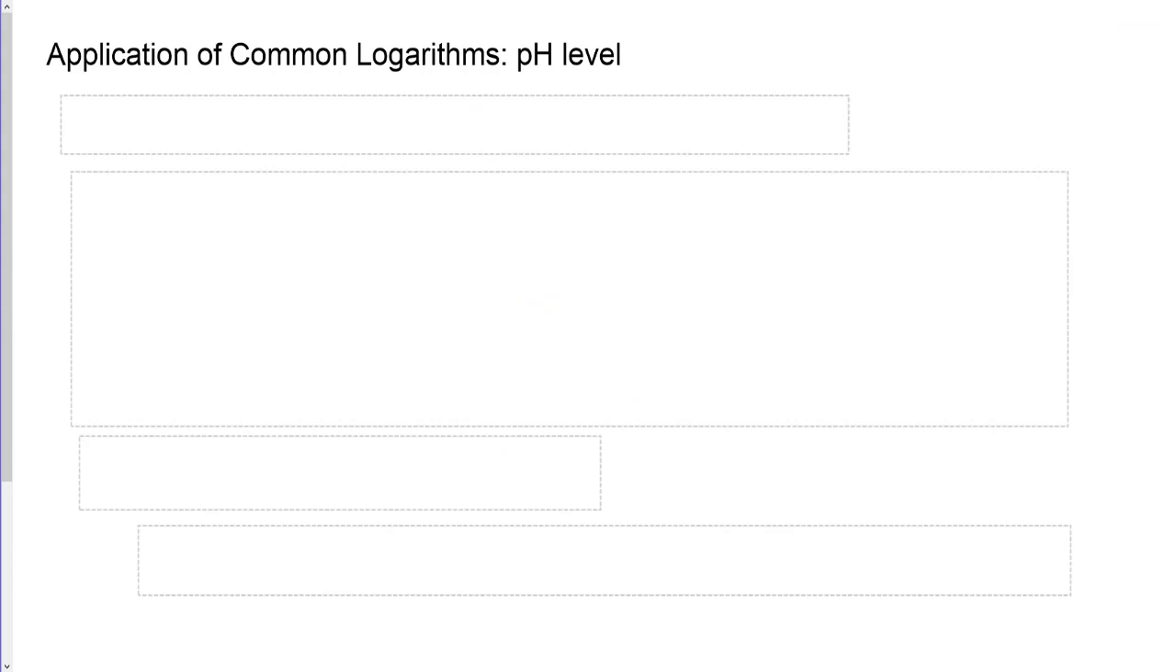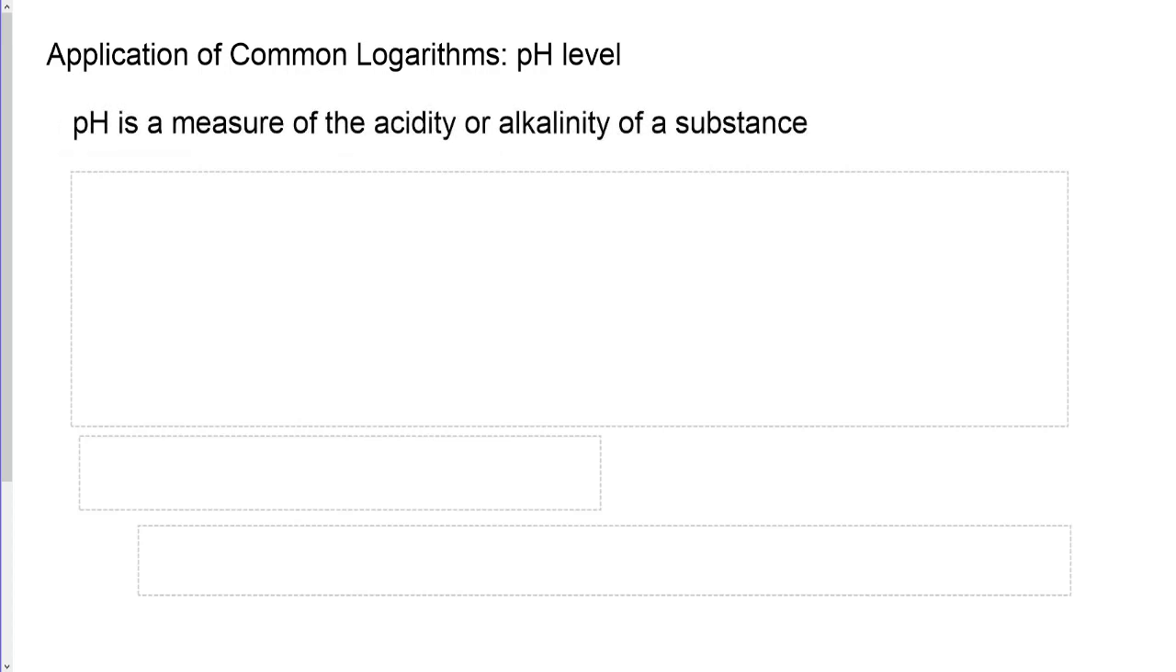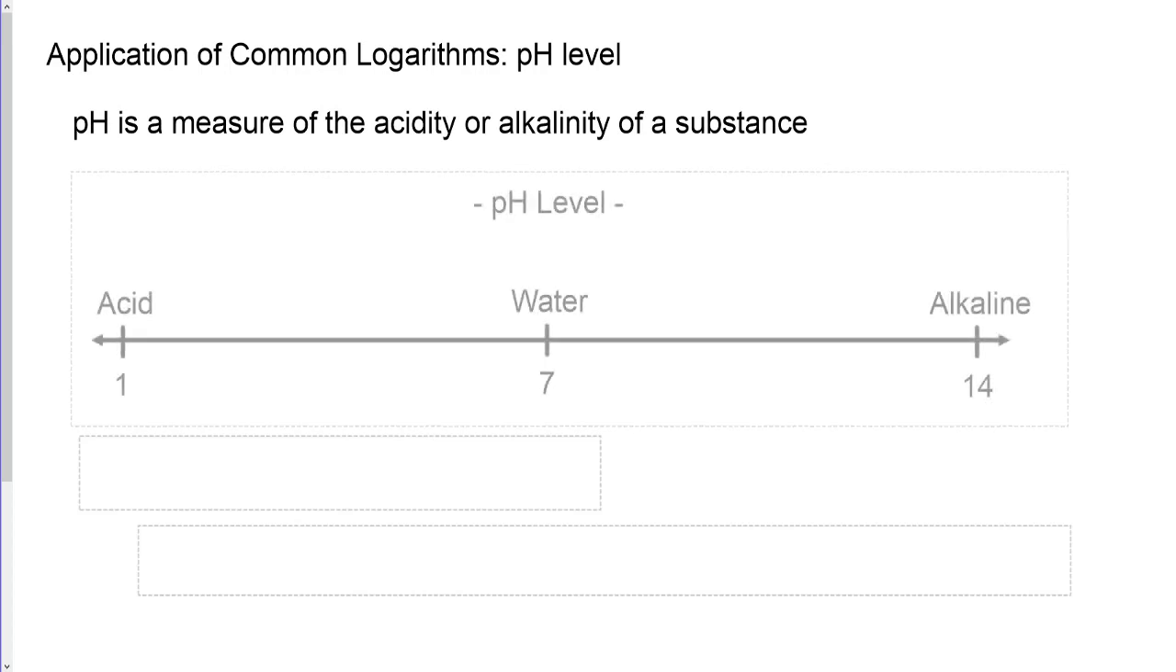Okay, applications of logarithms. In this lesson, we're going to do the application of a common logarithm to what's called pH level. And pH is a measure of the acidity or alkalinity of a substance. And there's a way of determining how that relates to water. A pH level of 7 is perfect water. And if it's less than 7, it's more of an acidic solution. If the pH is greater than 7, it's more of an alkaline solution.